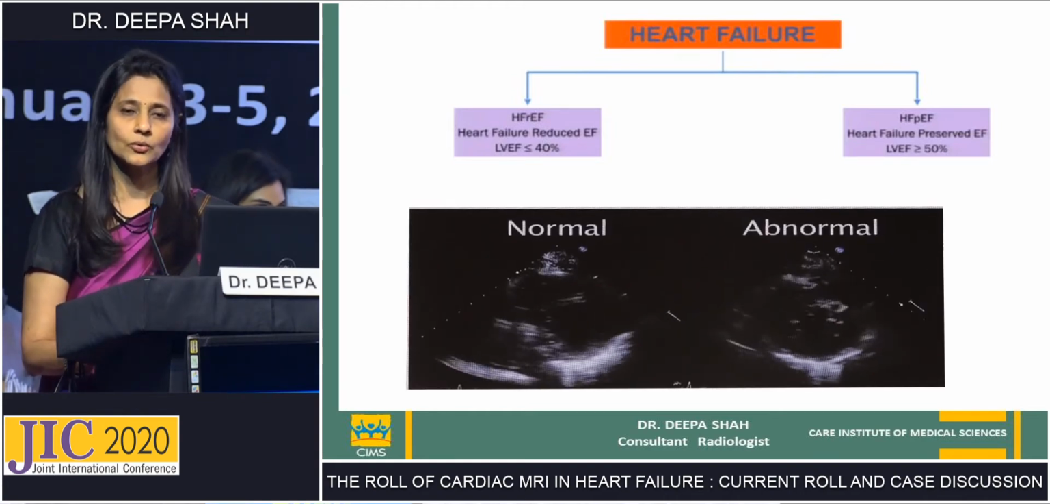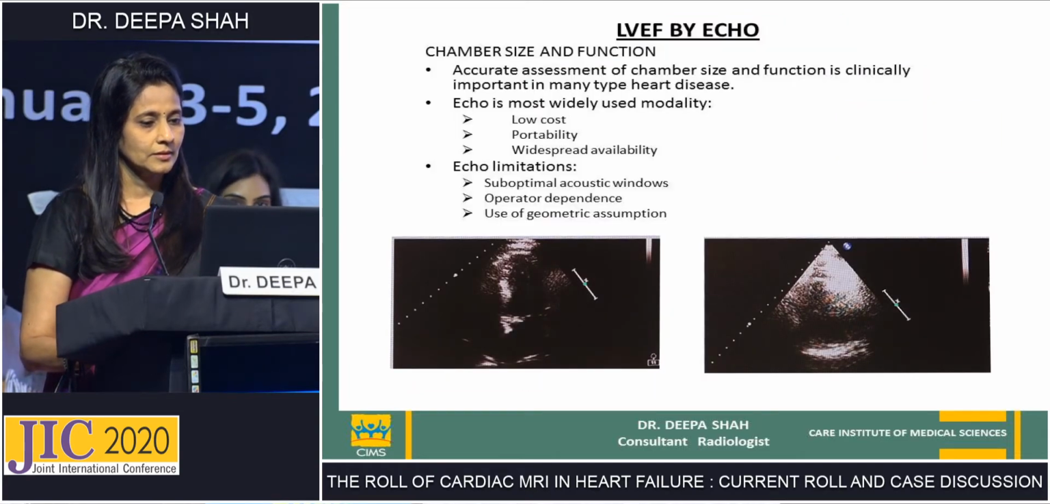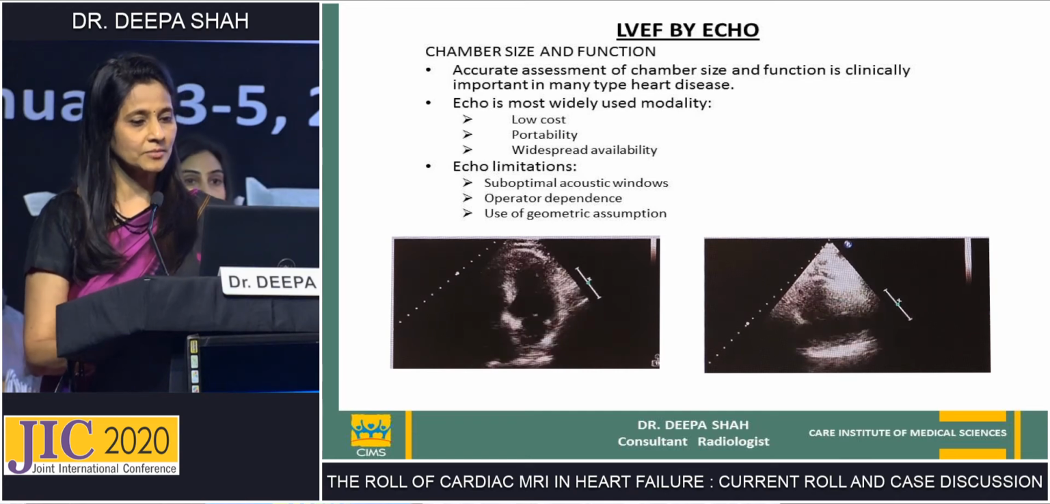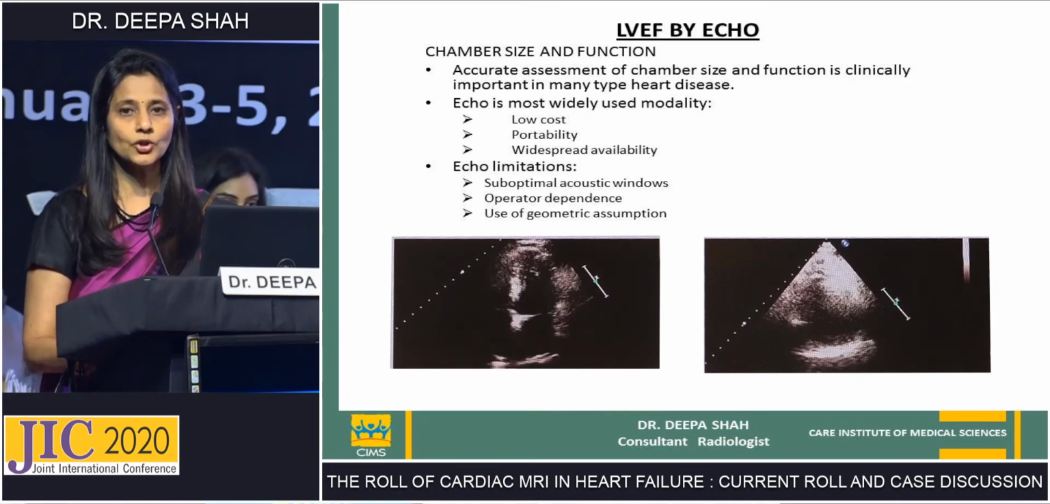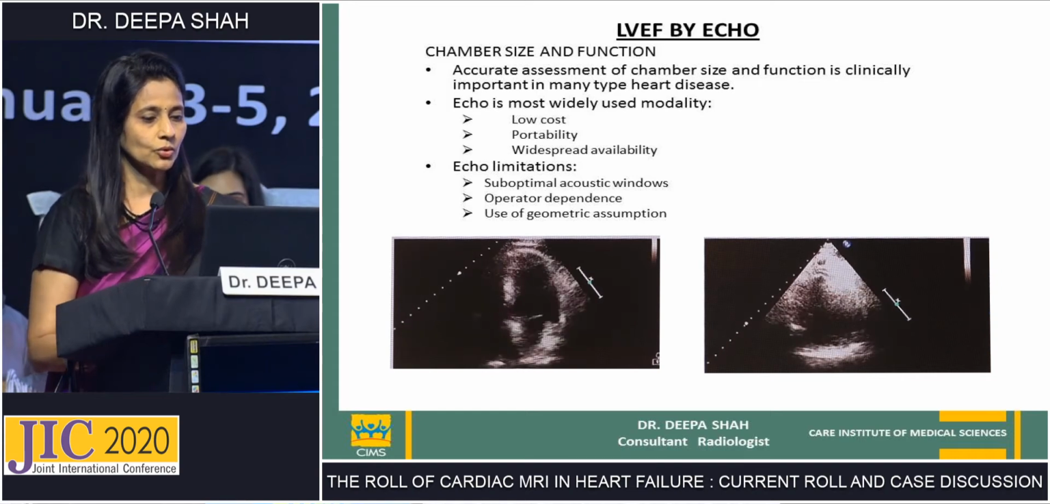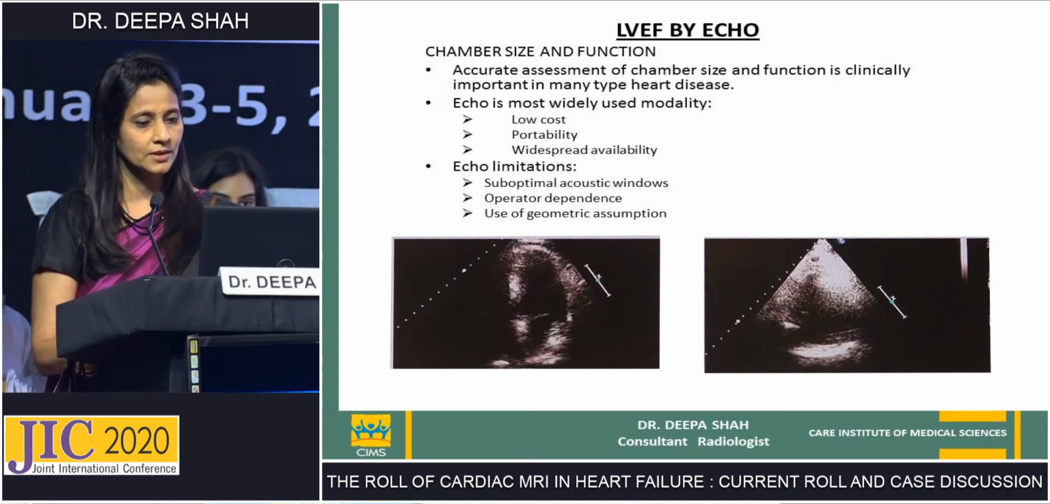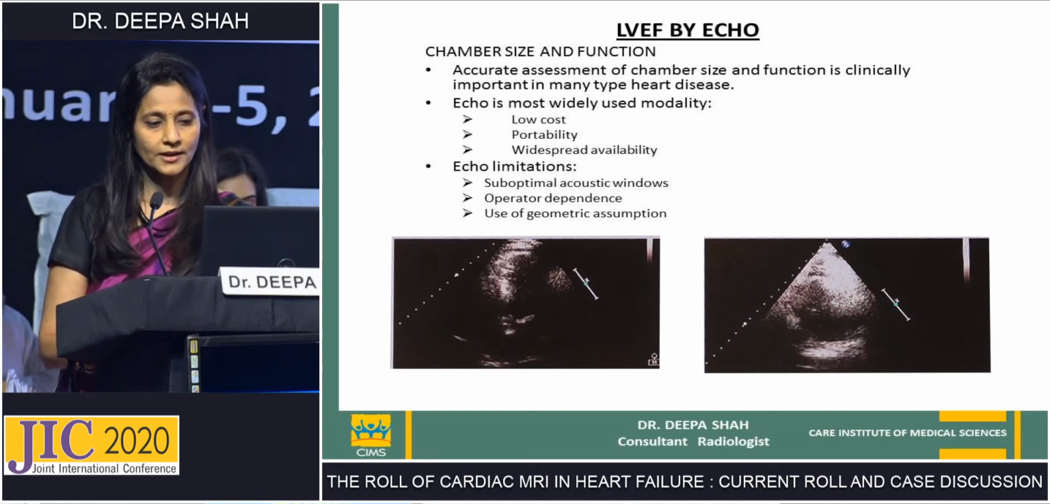And as we all know, echo is the mainstay technique for initial assessment of ejection fraction. But the reality is there are times when echo may be suboptimal, or you may have challenges with proper endocardial border definition. So in cases like this, it is hard to get the exact values. And here comes the role of cardiac MR.